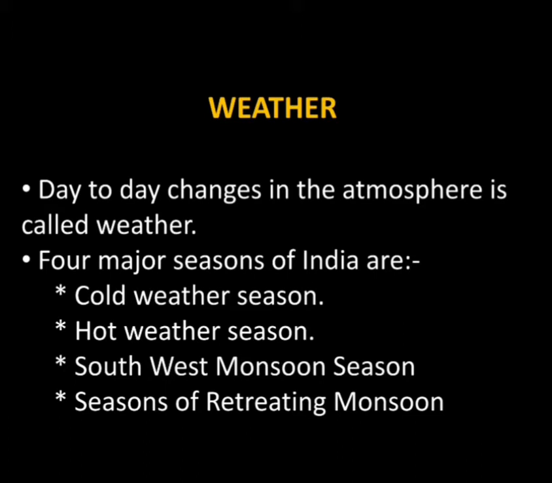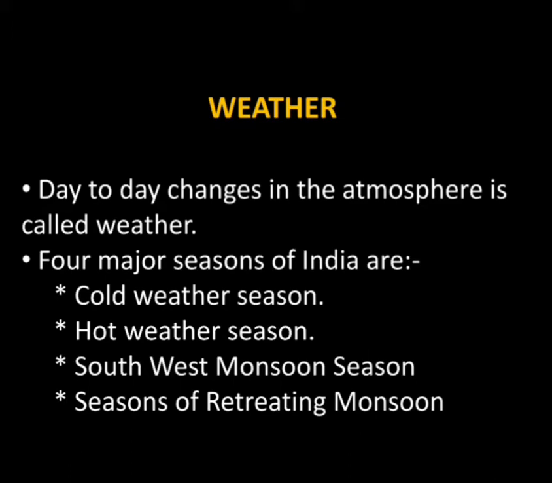The third season is the southwest monsoon season. It runs from June to September. This season is also known as the rainy season. The fourth and the last season of the year is the season of retreating monsoon, which is also known as autumn, and it starts from October and remains till November.